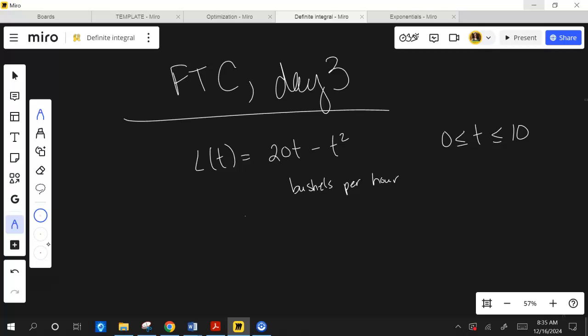If I tell you that this equation models the bushels per hour, that tells me that this is a rate. If I want to know how many, I need to go backwards from the rate. So backwards is antiderivative. That's exactly right. So how many lemons in the first 10 hours? I'm going to do the integral from 0 to 10 of 20t minus t squared dt, whatever the variable is.